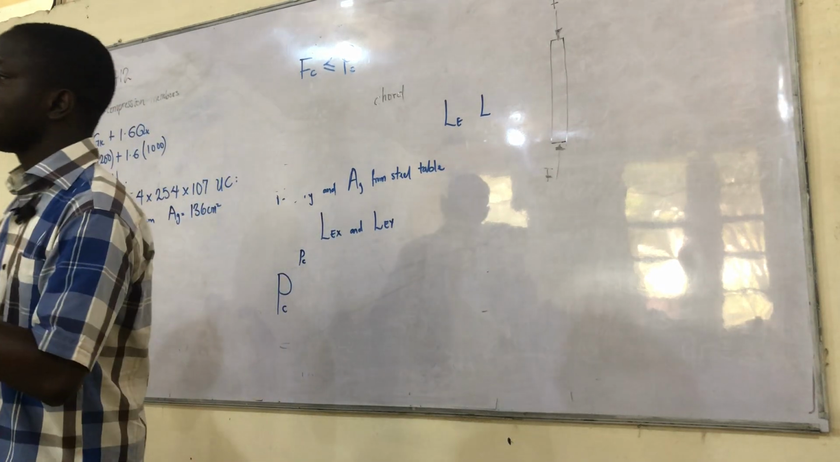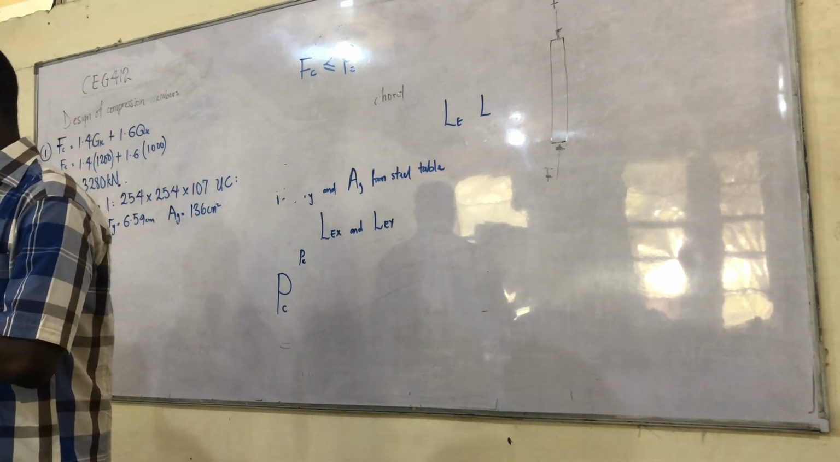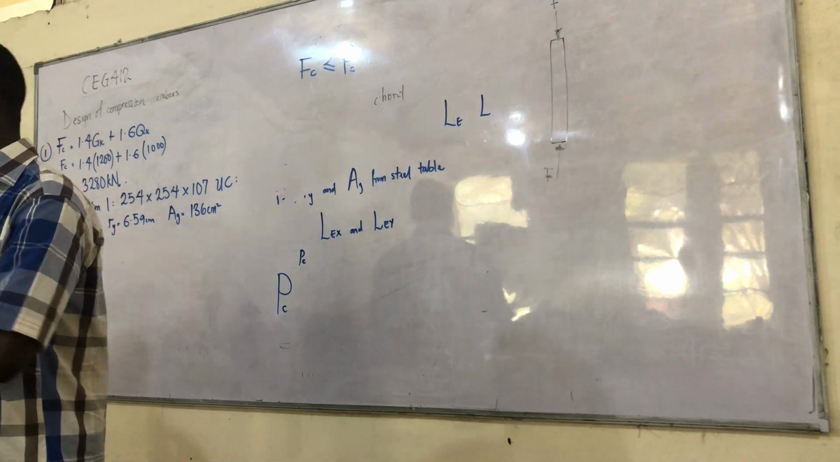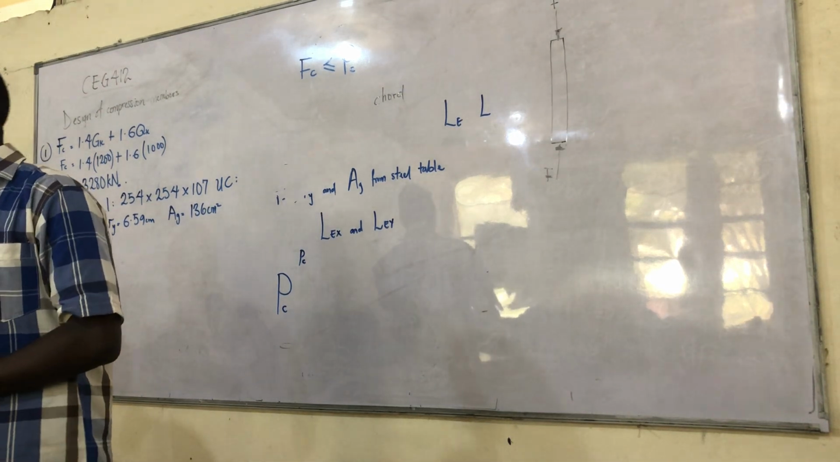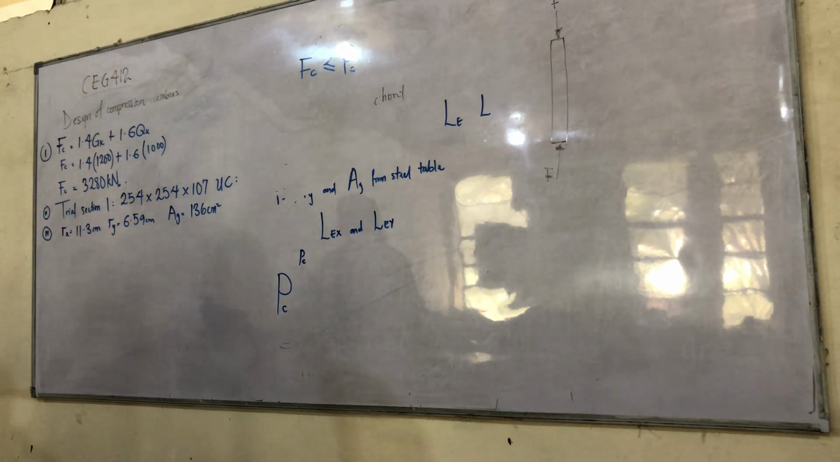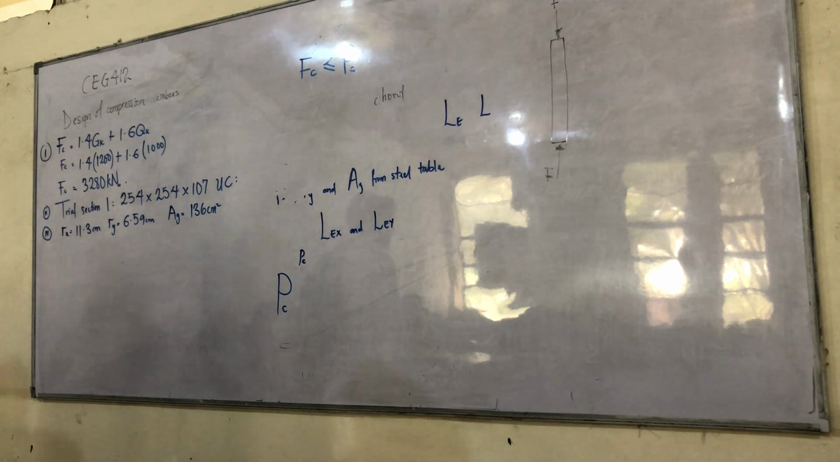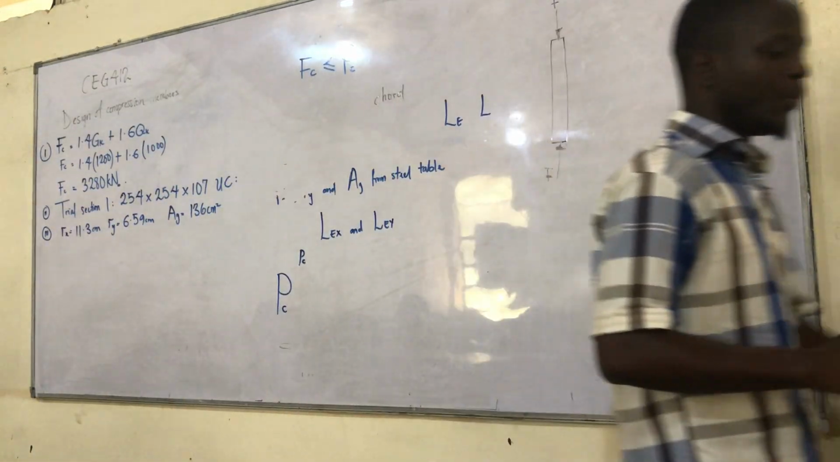Now, if a question is braced, it will always be stated. If it is not stated, just take it as what? Unbraced. First, read that question very well. Check if they did not say sway mode. Check if they did not say non-sway mode before you now choose that it is unbraced. Are you with me? Yes. Good. So now back to the table.